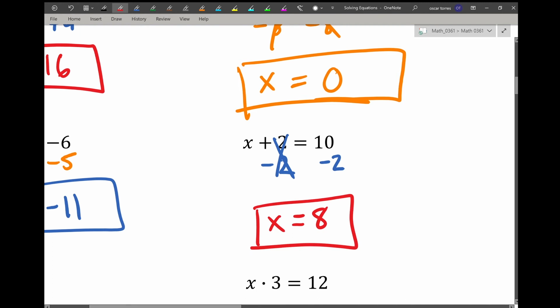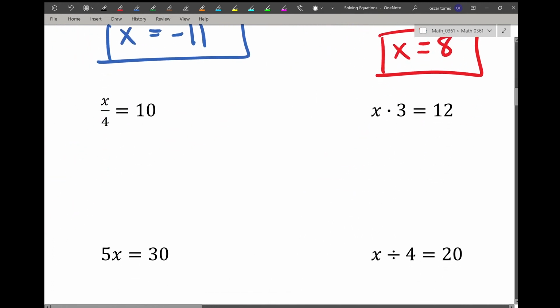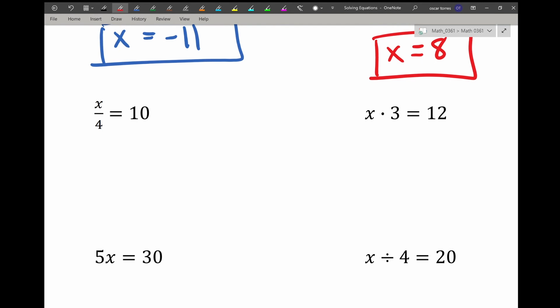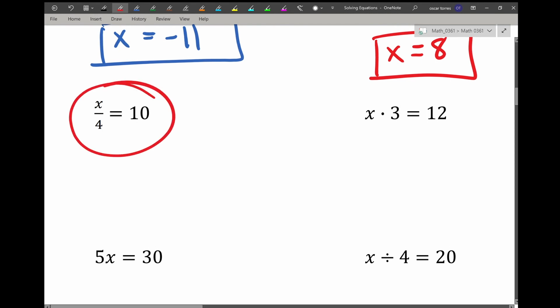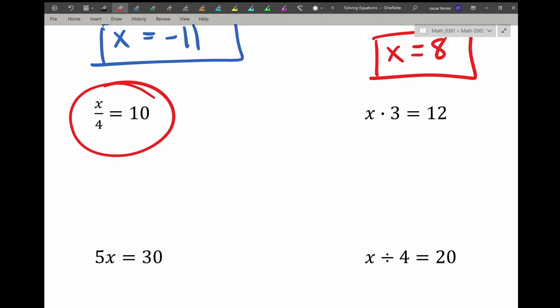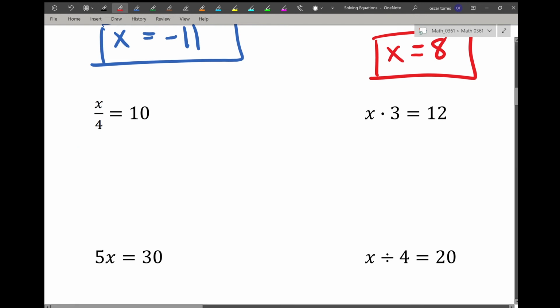Now these last few examples go over multiplication and division, but the idea is the same. On the left-hand side, it looks like a fraction. Well, it is a fraction, but you can think of it as division as well. This is x divided by 4 equals 10. So what's going on with the x value? The x is being divided by 4.